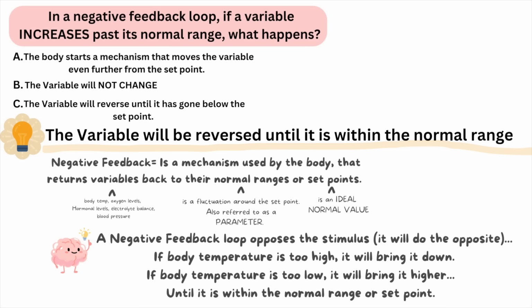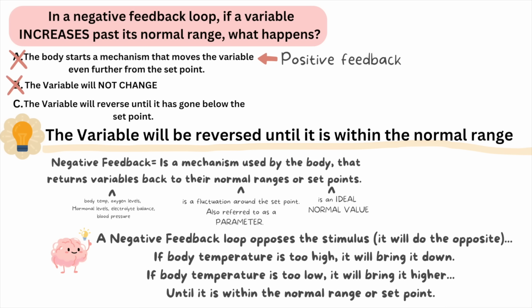So let's look at why the other answers are wrong. A, the body starts a mechanism that moves the variable further from the set point. This is actually describing positive feedback. Positive feedback intensifies the stimulus even further away from the set point. By the way, a common example used for positive feedback is uterine contractions during childbirth. So you might see that on your exam.